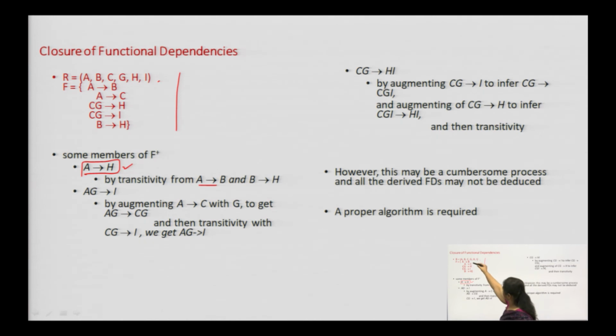I have A to B over here and I have B to H over here. So by applying transitivity to A to B and B to H, I get what? I get A to H.